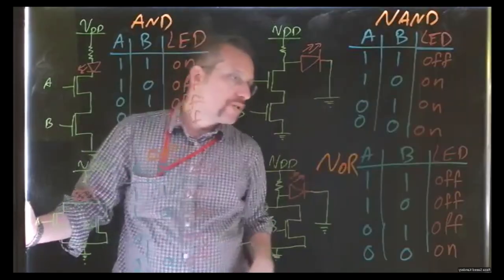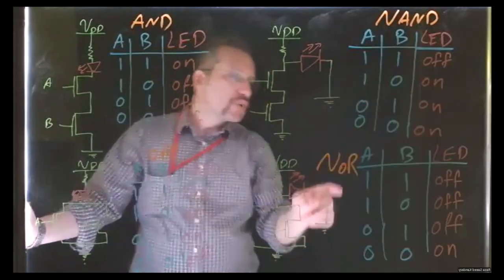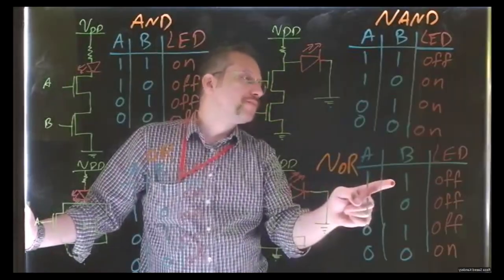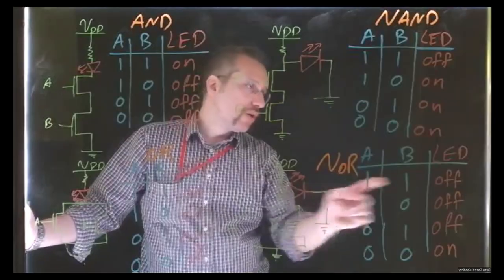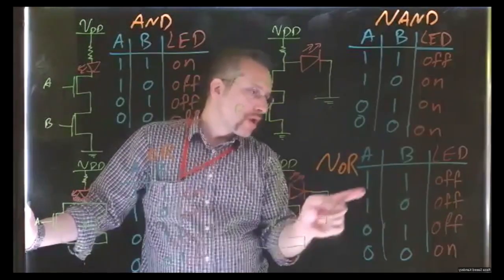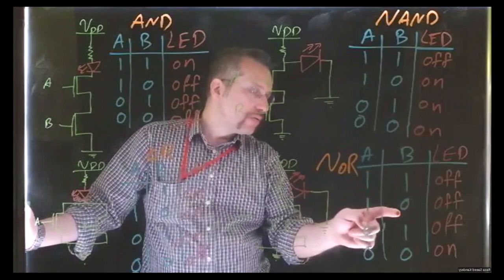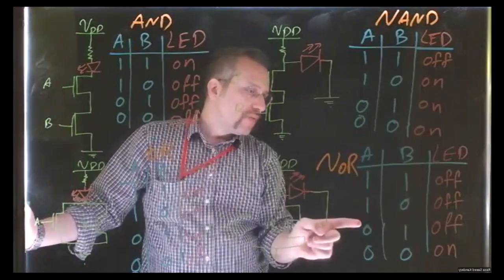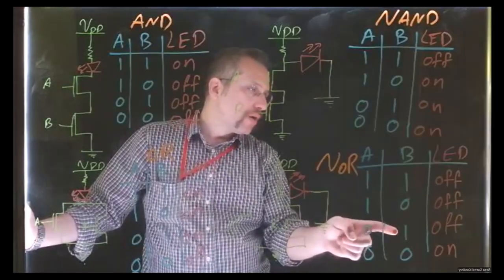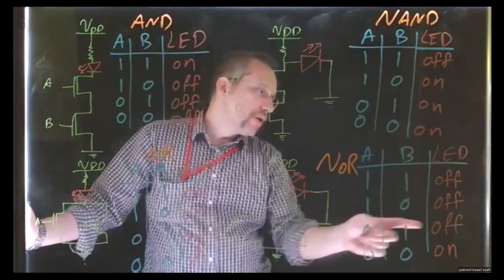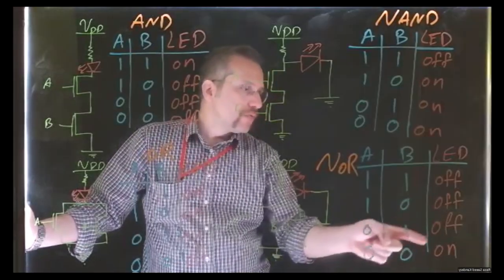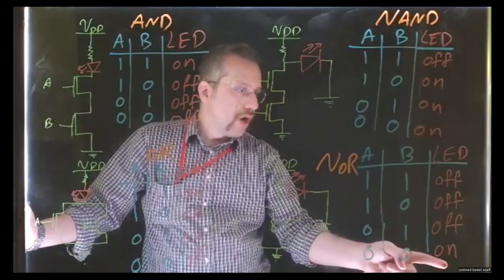Now let's talk about the NOR switch. The NOR works in a way that if we have 1 and 1 as an input, the result would be 0, so the LED should be off. If we have 1 and 0, the result would be 0, so it should be off. If we have 0 and 1, again, the result would be 0, so it's off. If we have 0 and 0, then the result would be 1, so it should be on.